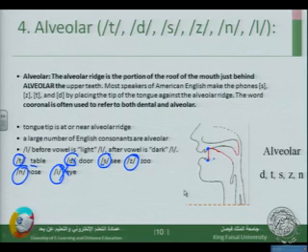So, would you please describe it first of all? These are alveolars. T is voiceless, D is voiceless, S is voiceless, Z is voiced, N is voiced, and L is voiced. It's also alveolar ridge.